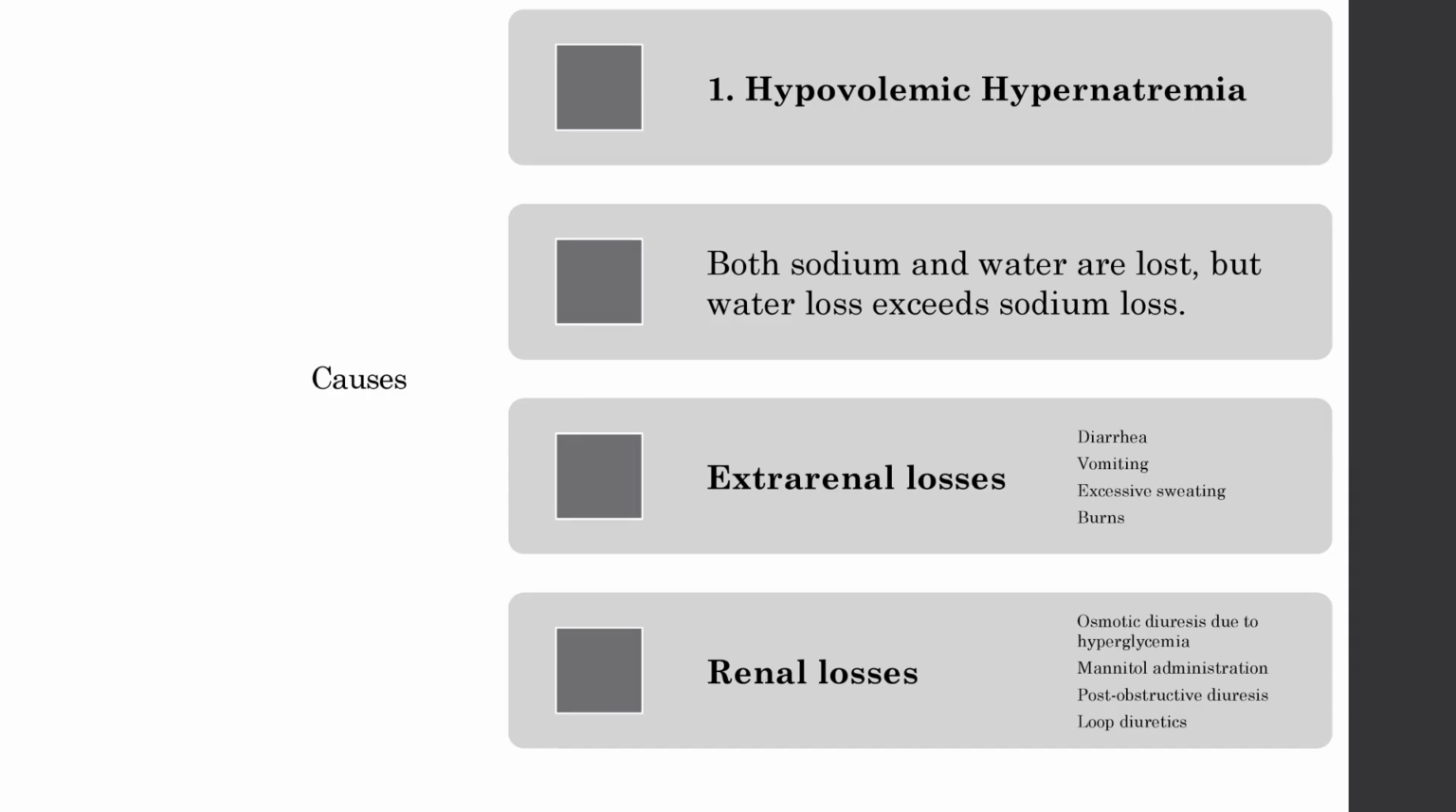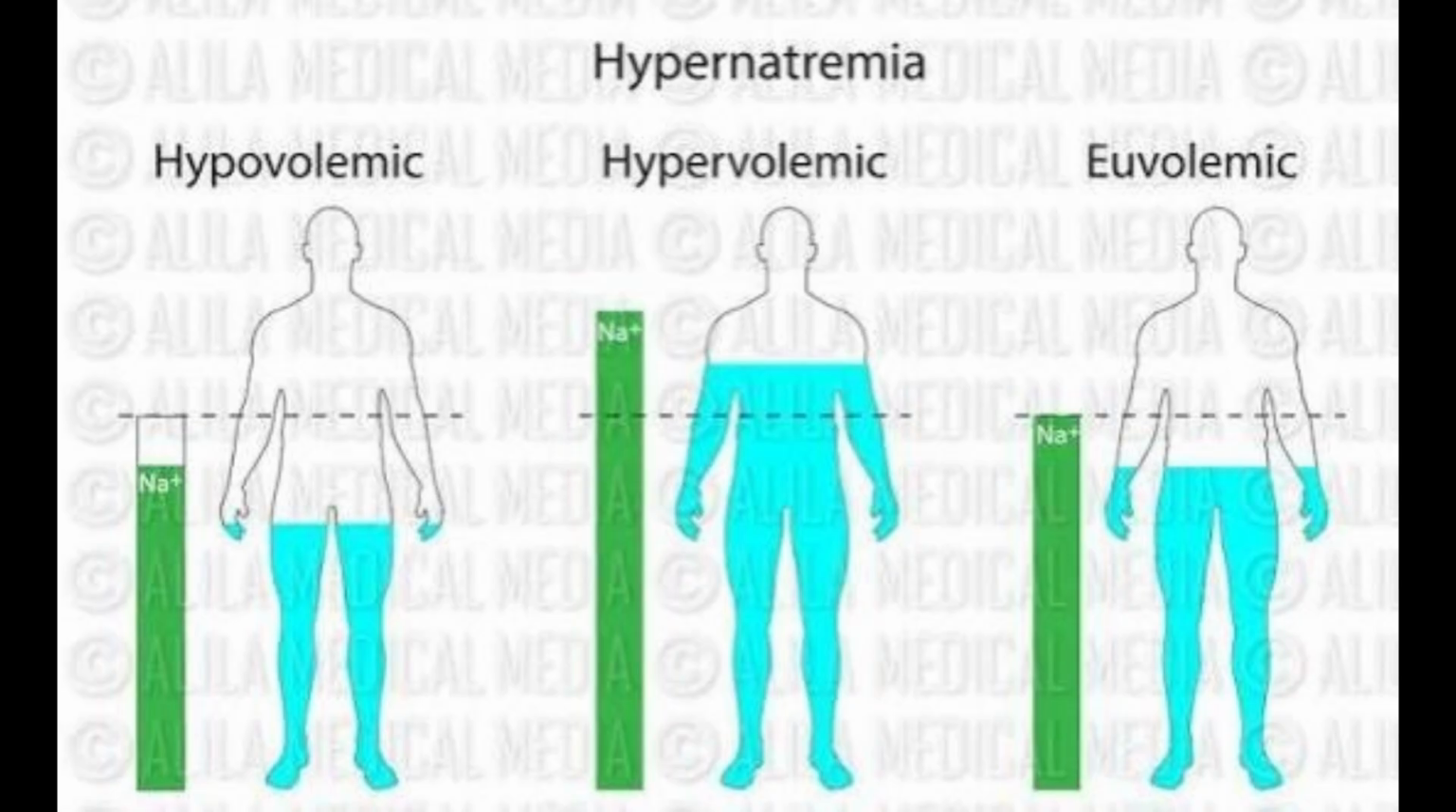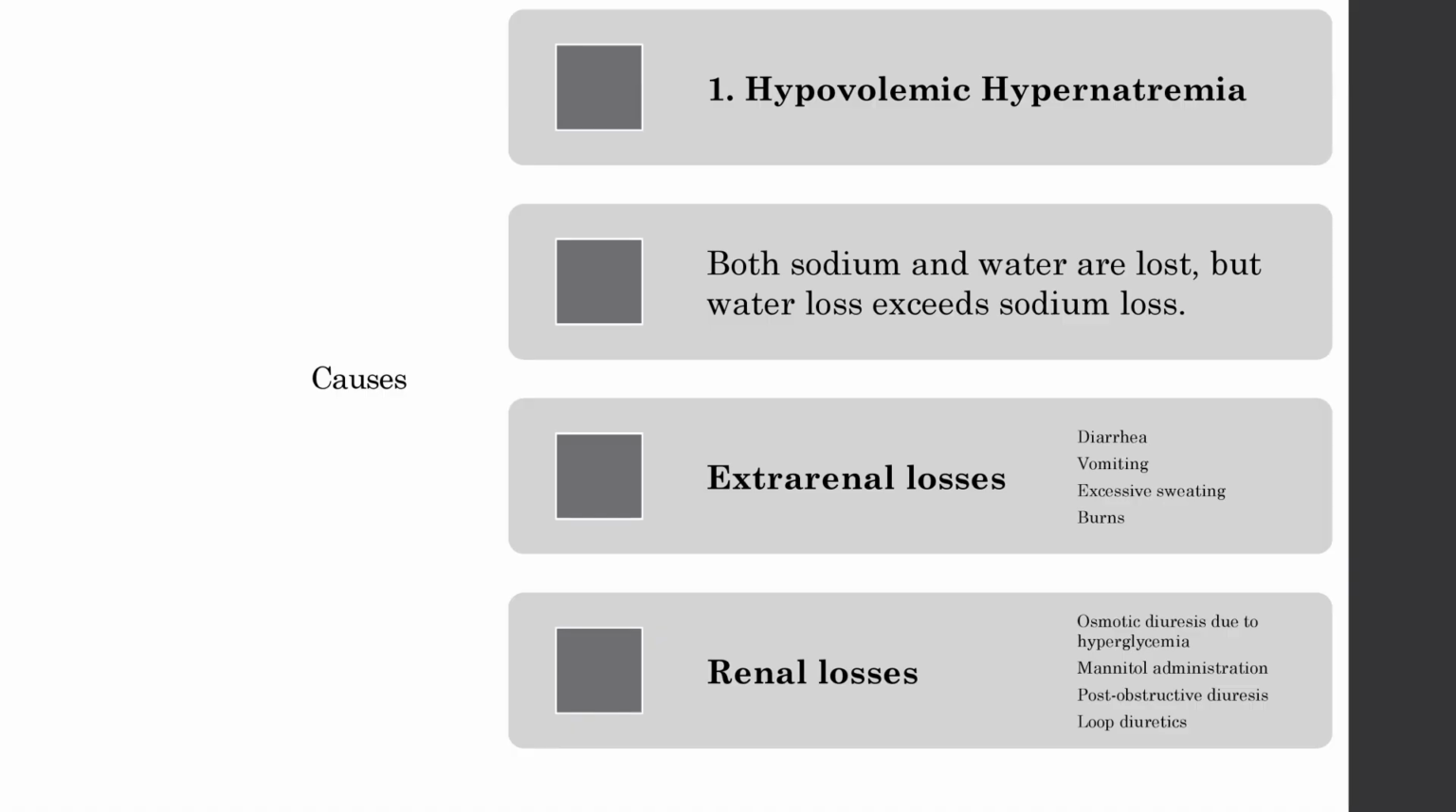A practical approach is to classify hypernatremia according to volume status. 1. Hypovolemic hypernatremia. Here both sodium and water are lost, but water loss exceeds sodium loss. Examples include extrarenal losses like diarrhea, vomiting, excessive sweating, and burns. Renal losses include osmotic diuresis due to hyperglycemia, mannitol administration, post-obstructive diuresis, or loop diuretics.